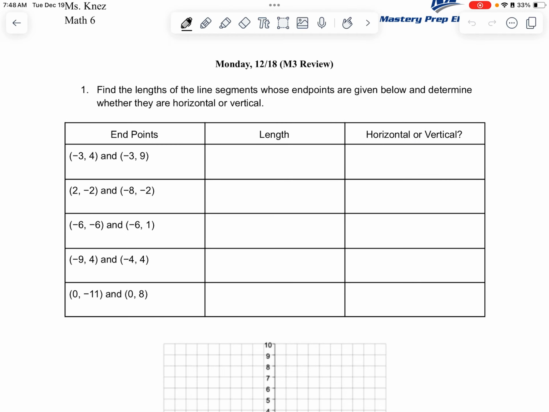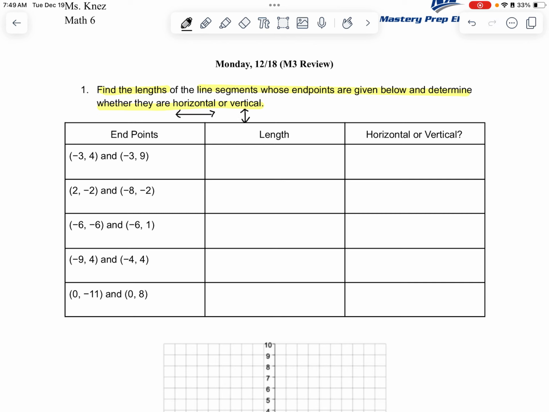On Monday night's homework, you're being asked to find the lengths of the line segments whose endpoints are given below and determine whether they're horizontal or vertical. Remember, horizontal line segments move from side to side, and vertical line segments move up and down.